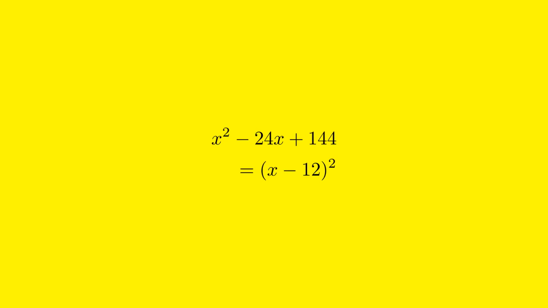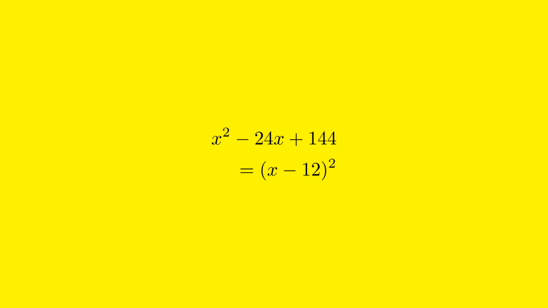In step 2, we verify and simplify the quadratic expression. We rewrite x squared minus 24x plus 144 as the binomial x minus 12 squared. This step involves converting the trinomial back into its simplified binomial form.